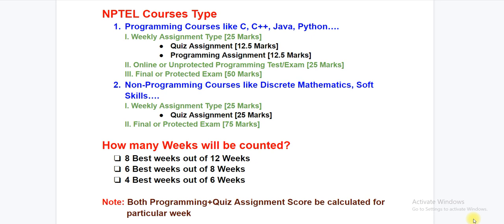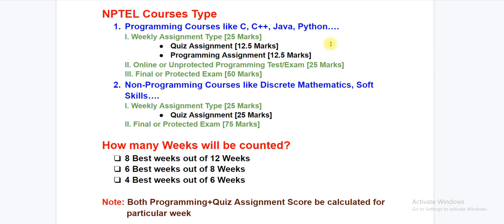First of all, NPTEL offers two types of courses. One is programming courses like C, C++, Java, Python, which are mostly related to CSE and IT. The second category is non-programming courses like discrete mathematics and soft skills. So this is the first type of course and this is the second type of course.